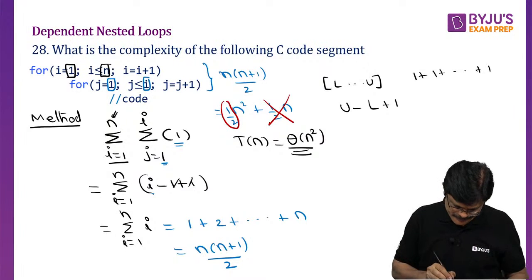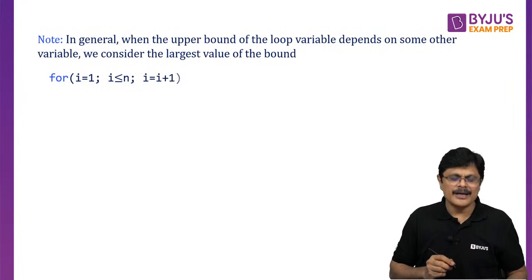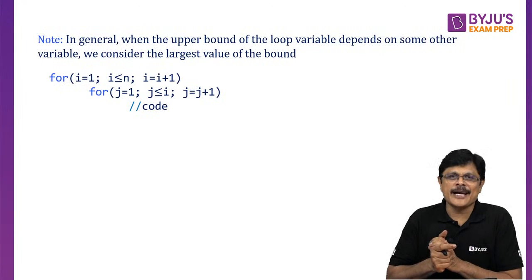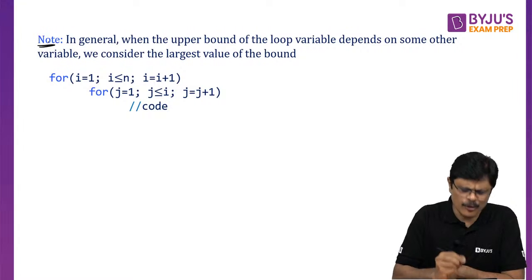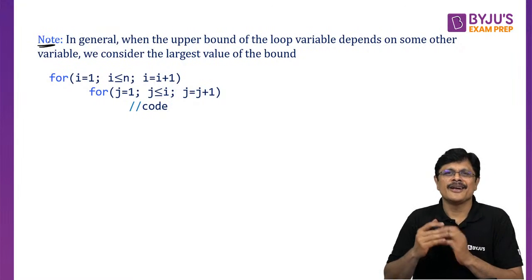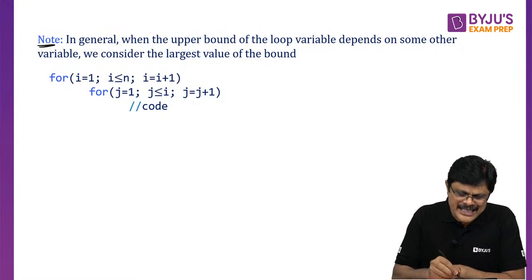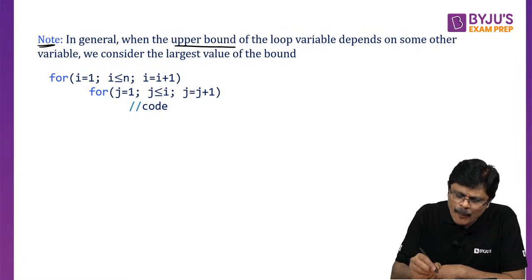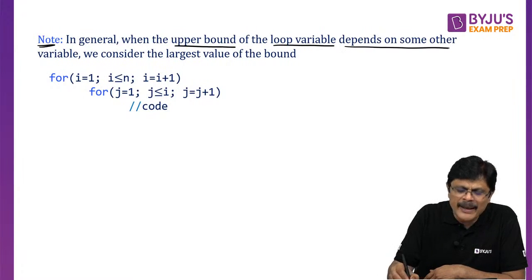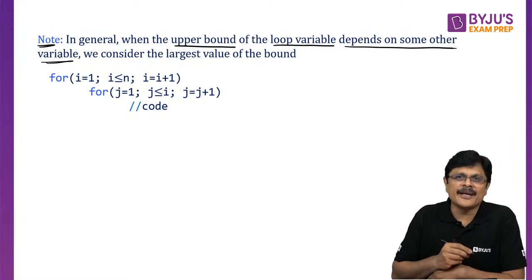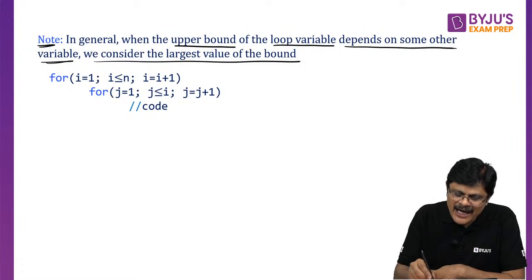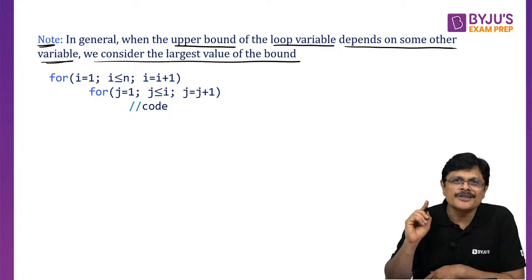Now this is the trick which I am talking about. You can call it a trick or a note, whatever. In general, when the upper bound of a loop variable depends on some other variable, we consider the largest value of the bound.